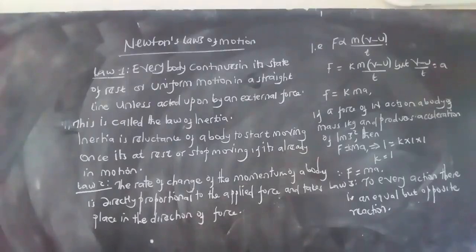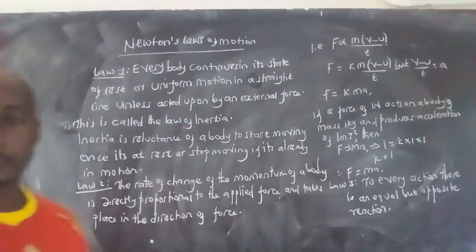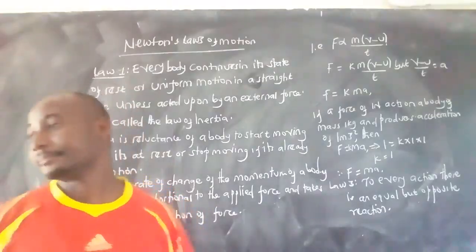jerks backwards when the bus suddenly starts moving. This is because his legs being in contact with the bus share the motion of the bus, but the upper part of the body is still at rest. So the person jerks backward because of inertia.